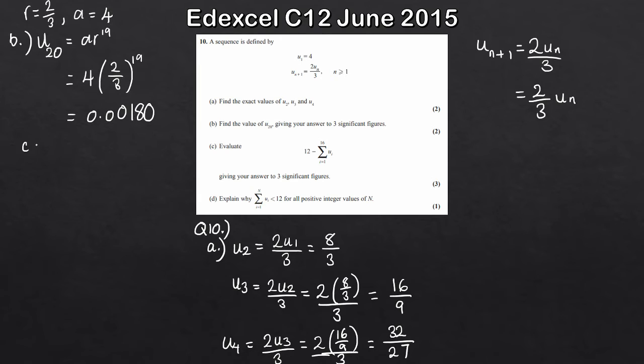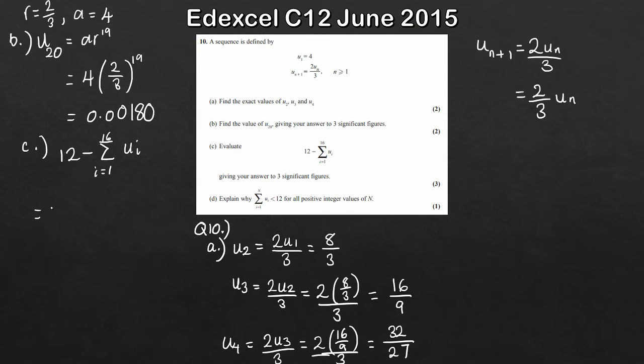Part C then, again, we're going to make use of our geometric progression here. We want to find 12 minus the sum of Ui from i equals 1 to 16. Well, in that case, all we actually need to do here is use our summation formula for a geometric progression with 16 terms, and then just do 12 minus that.